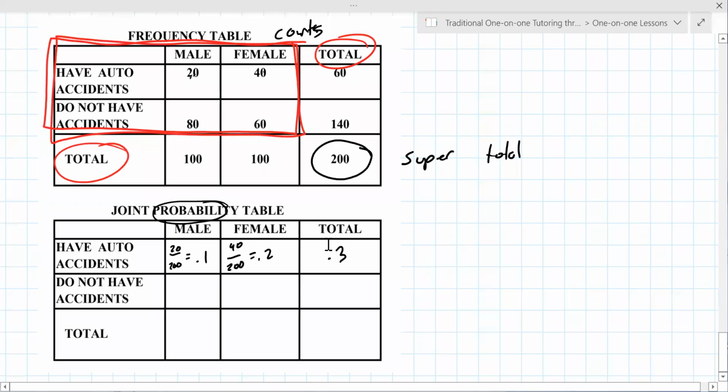I guess I should probably specify why that is. You can either add it up, so it's 0.1 plus 0.2 equals that, or it's 60 over 200, either one. And then you do the same thing for the other ones. 80 over 200, 60 over 200. That's how you get these cells. So it's 80 over 200, which is 0.4, 60 over 200, which is 0.3. And then you can add them up. So this is 0.5, this is 0.5, and then this is 1.